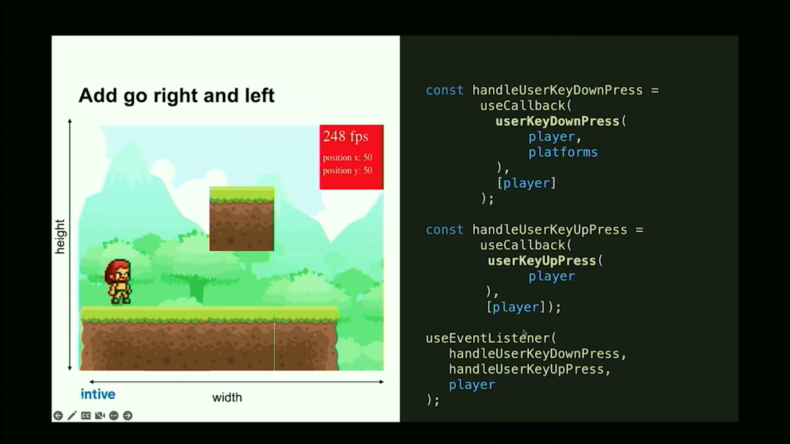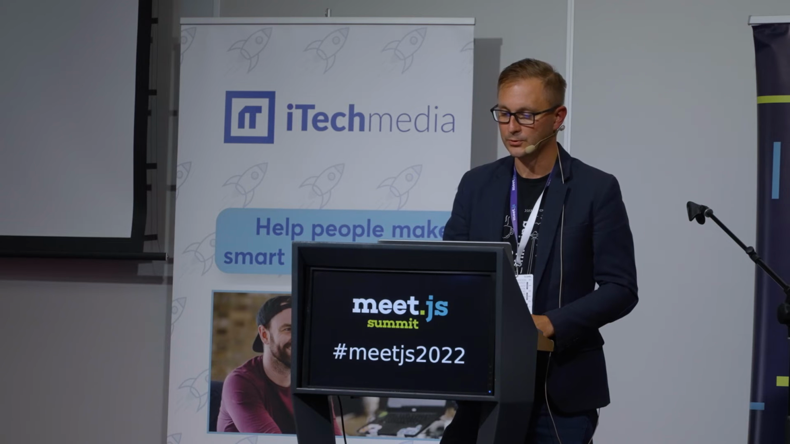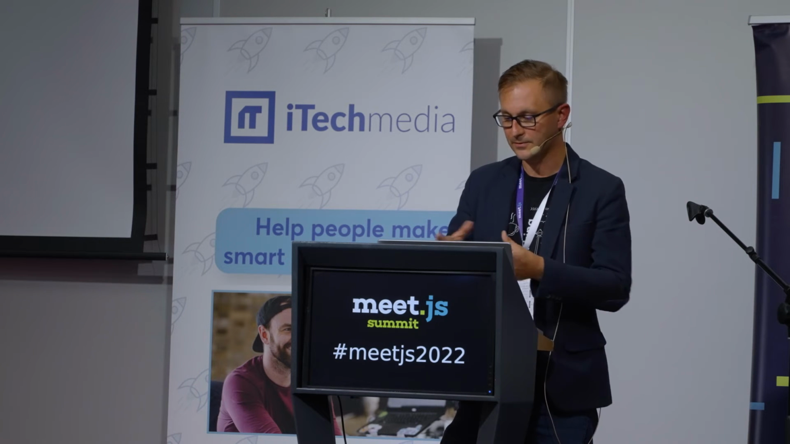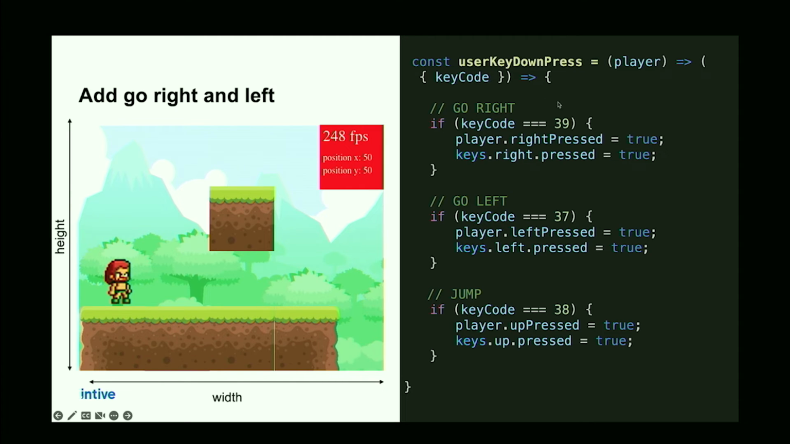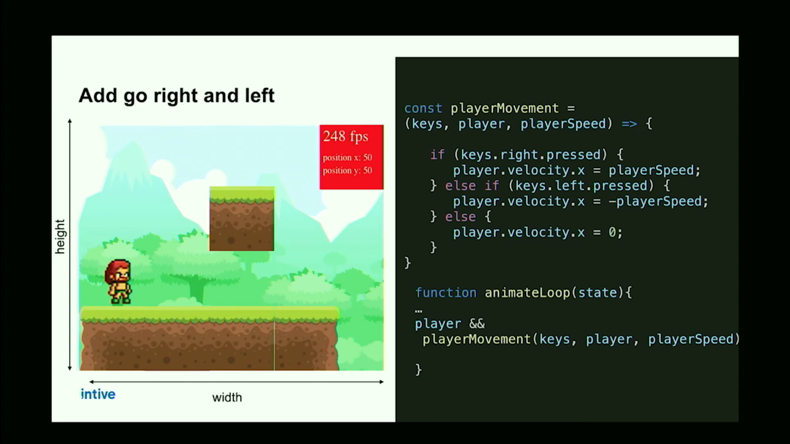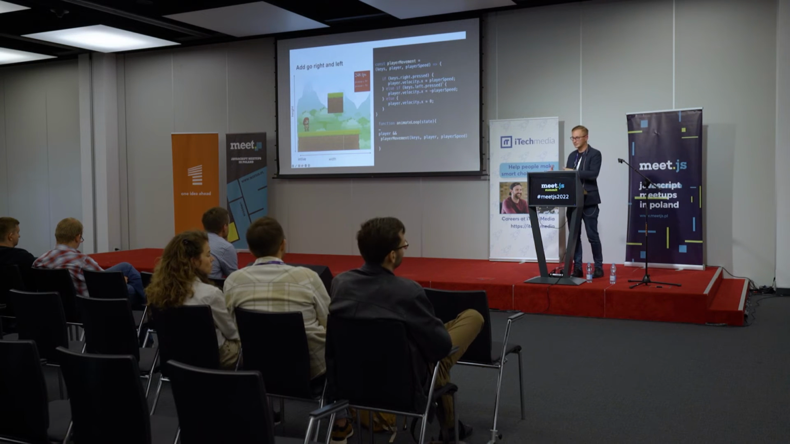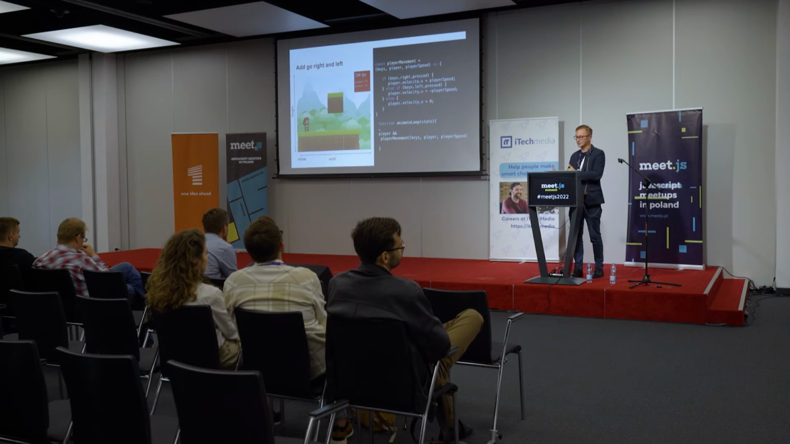Of course, since I'm using React, I can use event listener hooks which will handle the user key down press or key up press, and for those two methods we will have a function which will just listen when that key code is pressed or unpressed. So if it is unpressed, then I will change that flag to false. And of course, in my animation loop, I need to add that player movement function, which just adds the player speed to our velocity, or subtracts the player speed when we go to the left side. When each of the keys is unpressed, then velocity will be 0, so our player will wait in the same position as before.